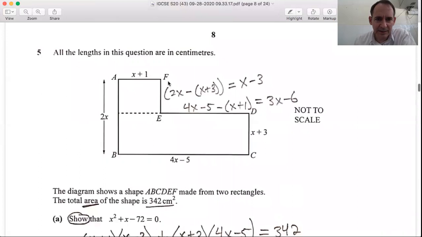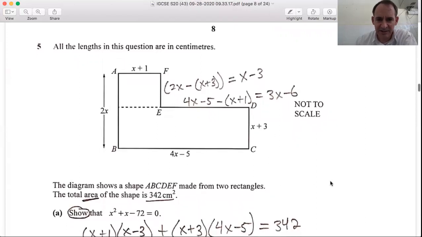Moving on to number 5, all lengths in this question are in centimeters. Here it gives you this box with algebraic expressions for the lengths. So we have 2x along here, x plus 1 here, 4x minus 5, and x plus 3. So there were two sides that did not give us an expression.